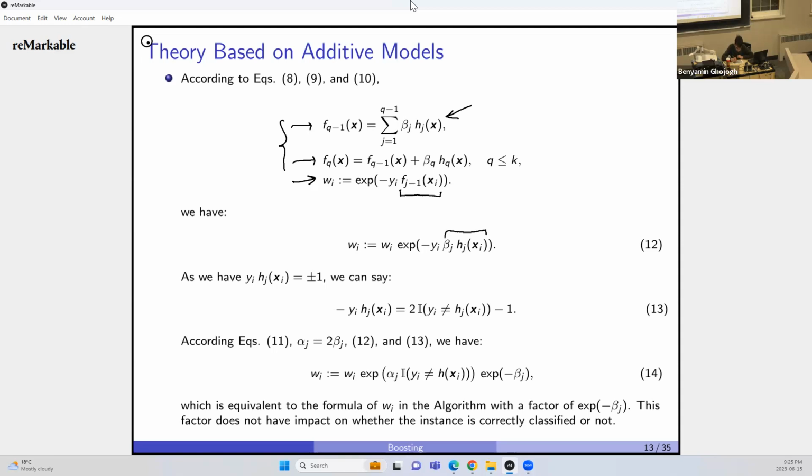Do you know why? But give me a second. That's a good question. Fj minus 1 xi, beta j hj. It's a good question. I need to think about it. If I find any answer, I will answer it in the next session.